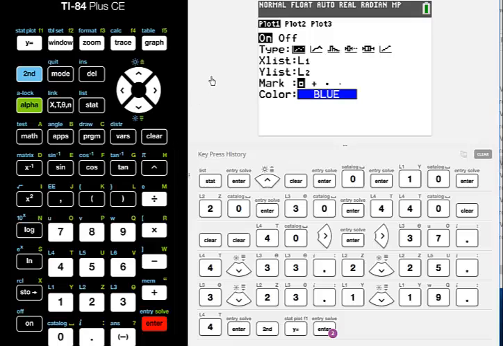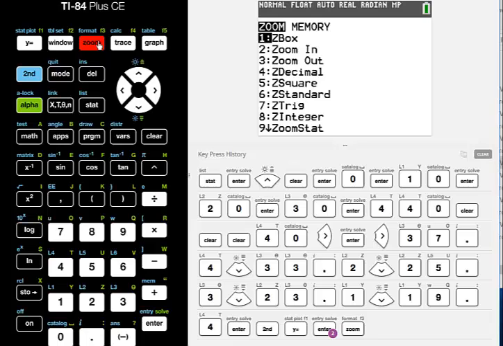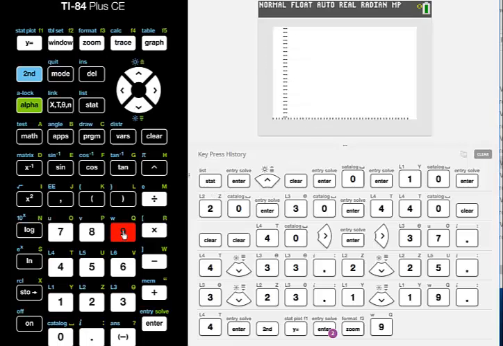All right, lastly, we just need to get a good viewing window. Thankfully, the calculator has a built-in feature for this. Every time you do this, if you just go to the Zoom menu and then go down to choice 9, which is Zoom Stat, you can just hit a 9 on the calculator. That will create for you sort of the perfect picture of this data. And so we've just drawn our first scattergram.